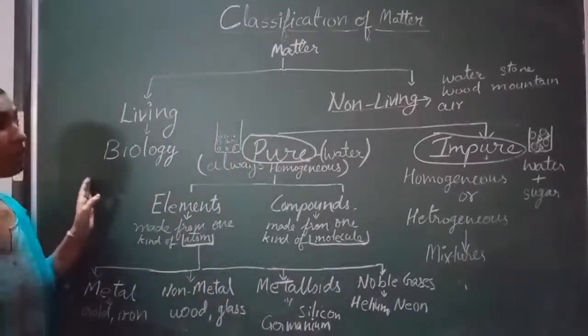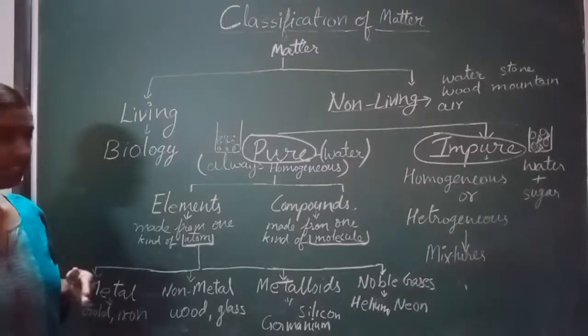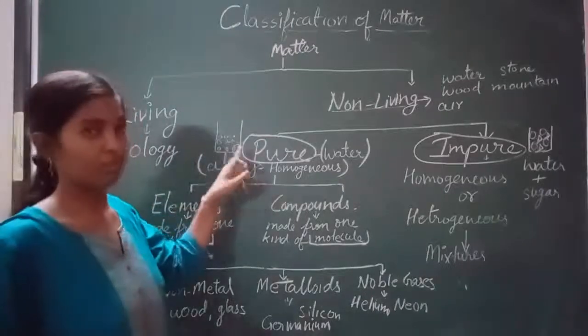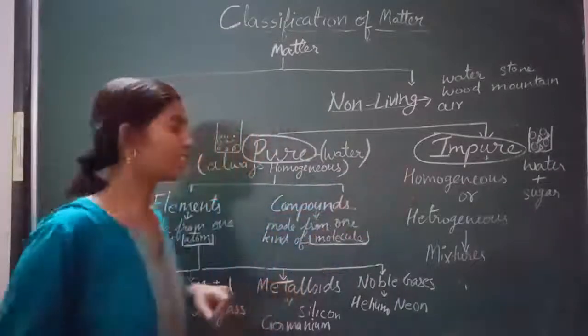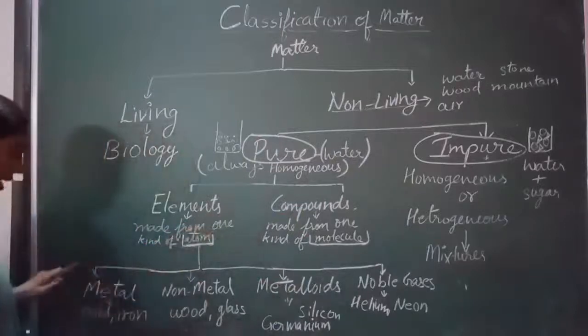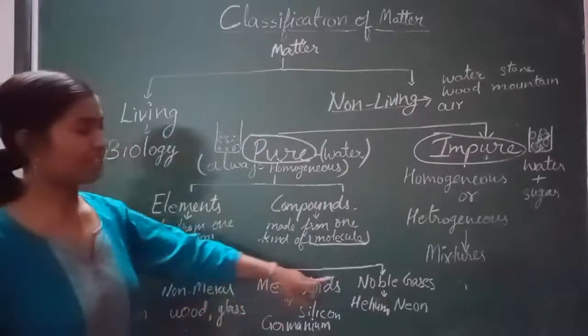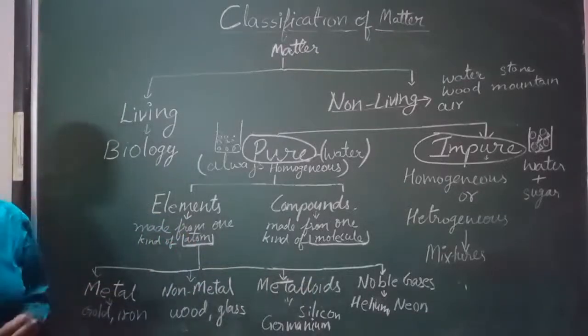So this is all about how the matter is classified, and now we will see one by one what is pure, what are the properties of pure, what is impure, what are element, what are compound, metal, non-metal, metalloids, noble gases. Each and every topic we will go through in detail.